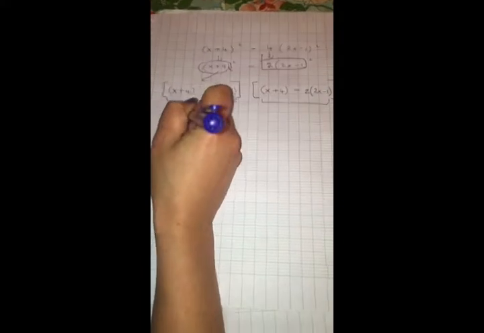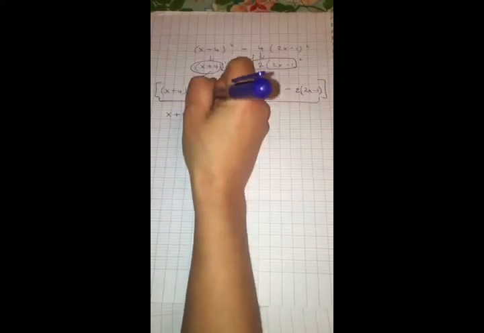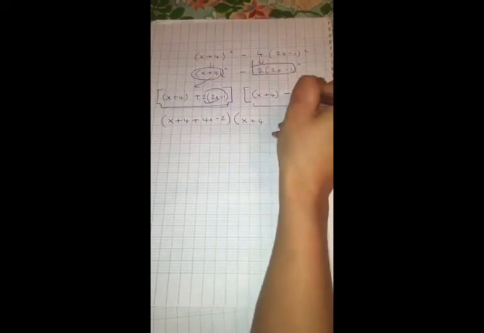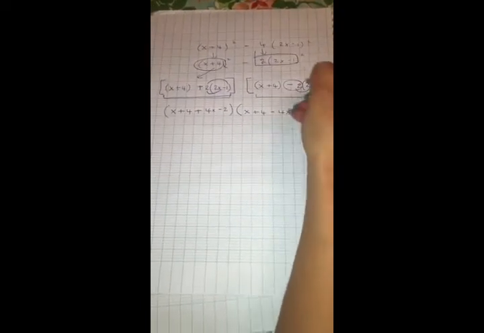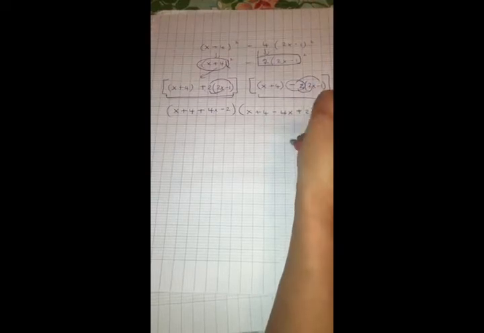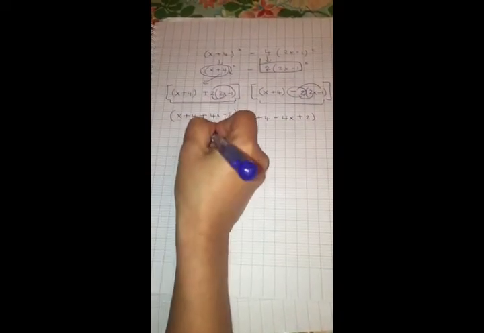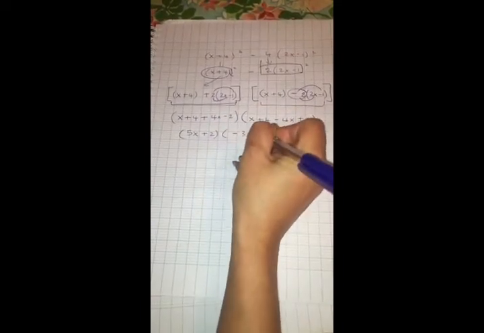So I opened my first bracket, x plus 4 plus 4x minus 2. I distribute my 2. The second parenthesis is again x plus 4. I am distributing a negative 2 into my parenthesis, negative 4x plus 2. And now I add and subtract my like terms, 5x plus 2, and then minus 3x plus 6.